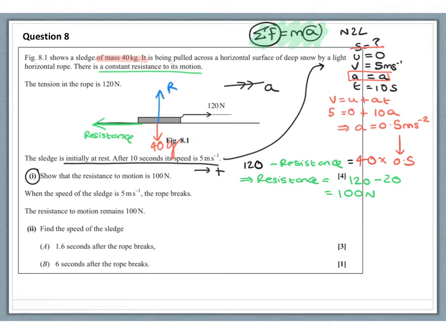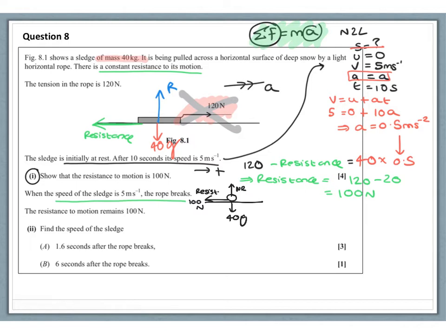Now, when the speed of the sledge is 5 meters per second, the rope breaks. What is the impact of that? Well, it means that this 120 newton force is no longer there. So if you were to look at a sketch diagram of the situation, you would have the sledge, its weight downwards, the normal reaction upwards, and we just simply have the resistance force like that. So what do we know? The resistance force is still equal to 100 newtons, and we need to find the speed of the sledge at these two times. So we need to know the new acceleration.